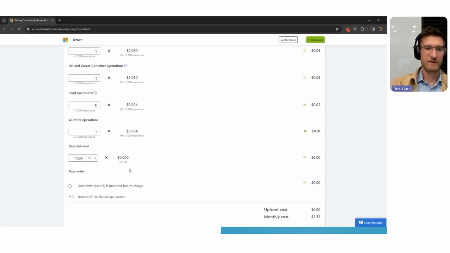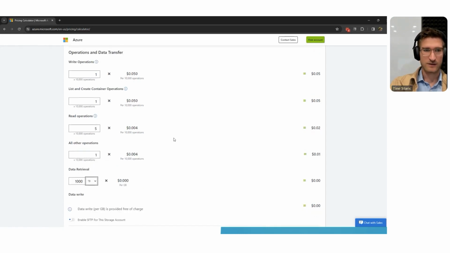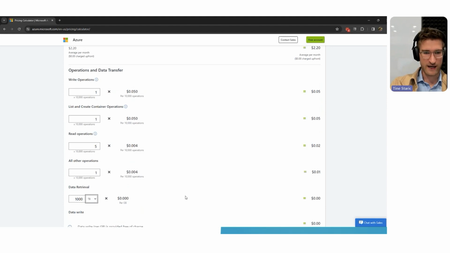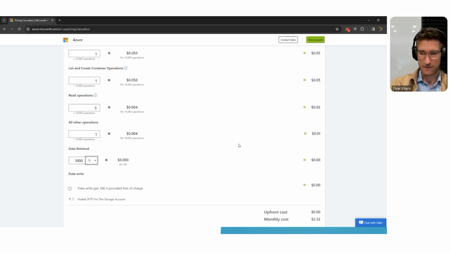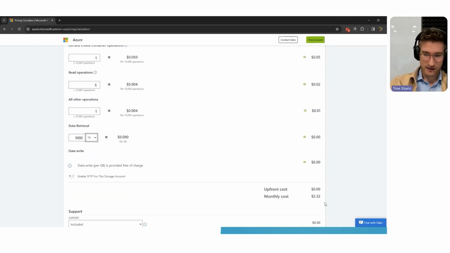Okay, data retrieval from the slides, you might have seen that it doesn't matter. It doesn't matter because 1,000 gigabytes, 0. 1,000 terabytes, still 0. So for hot storage accounts, this doesn't matter. For cold storage accounts, it matters, but we don't have time to go into that right now. And this is how much it would cost us after 3 years, a customer with this kind of workload of storing 1,000 files per day would have to pay roughly $2.32 per month.